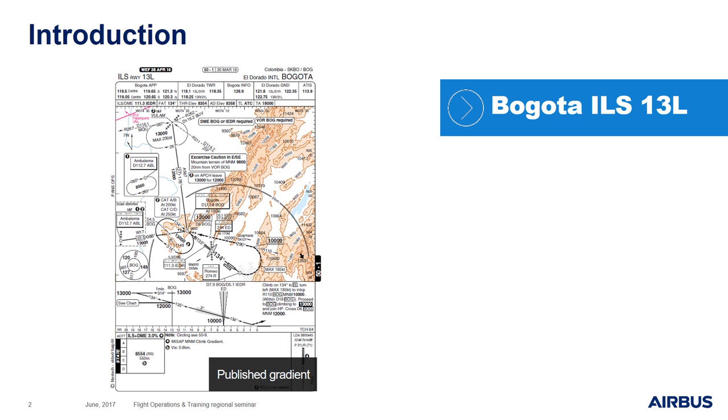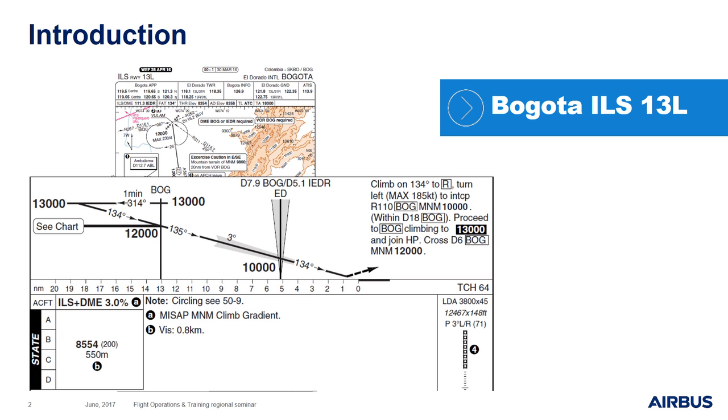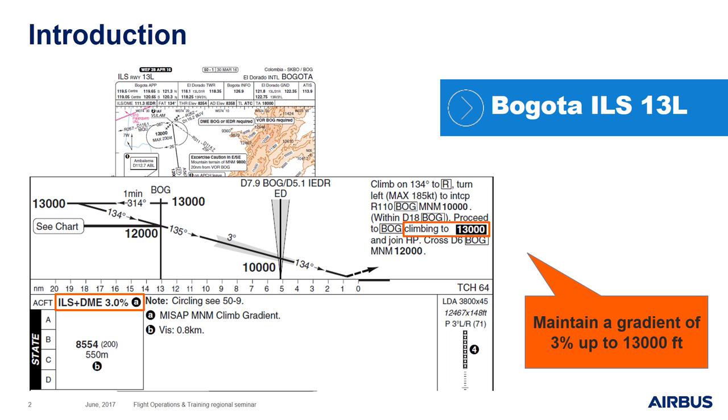I would like to start my presentation with a concrete example, which is the airport of Bogota. The Bogota elevation is 8,361 feet. And in terms of go-around, we are required to maintain a gradient of 3% up to 13,000 feet.